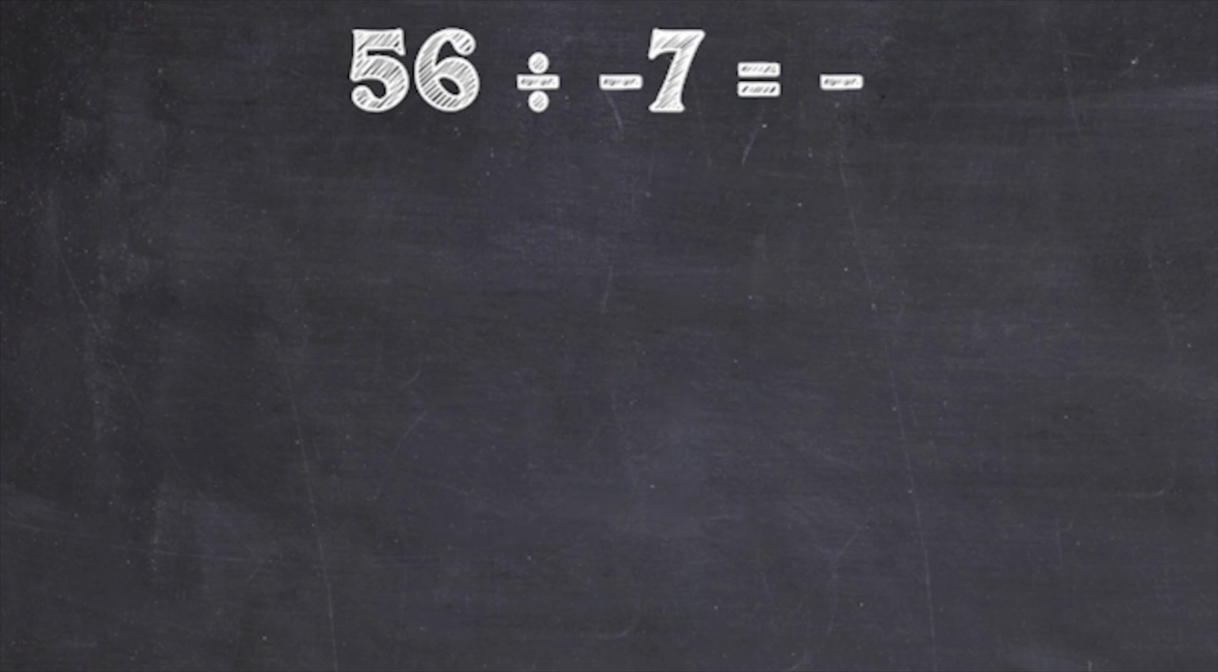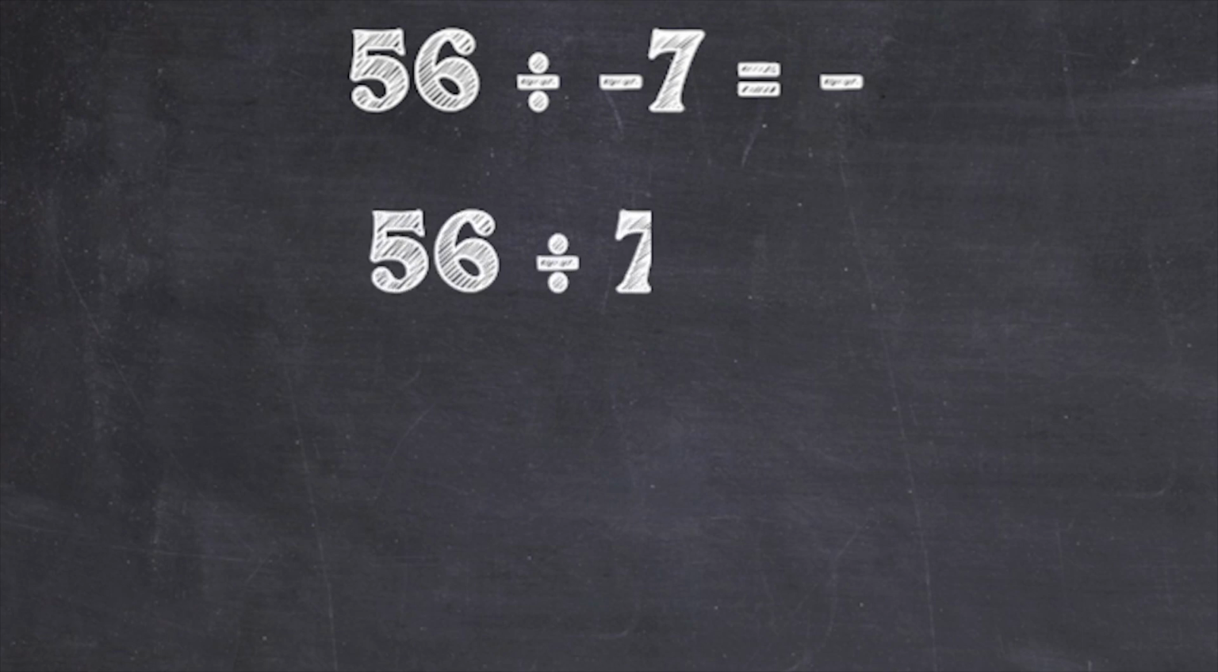Now, we are going to pretend both numbers are positive and do that division problem. Once we're done, we will put our answer next to the negative sign we just wrote down. Looking at our example, we are going to think about the division problem positive 56 divided by +7.